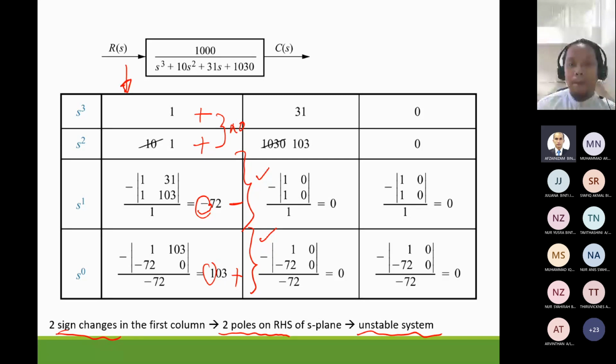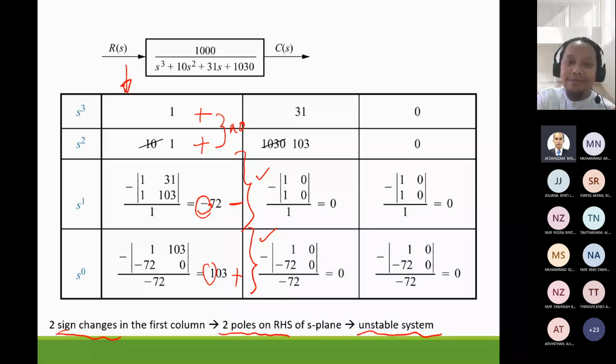Kena describe Doktor selepas table ni? Selalunya soalan akan tanyalah, dia akan tanya determine the system stability by using Routh criteria, for example. Dan kena ceritalah berapa banyak sign changes, berapa banyak poles on right hand side ke left hand side, and then baru boleh tahu sistem tu stable ke tak stable.